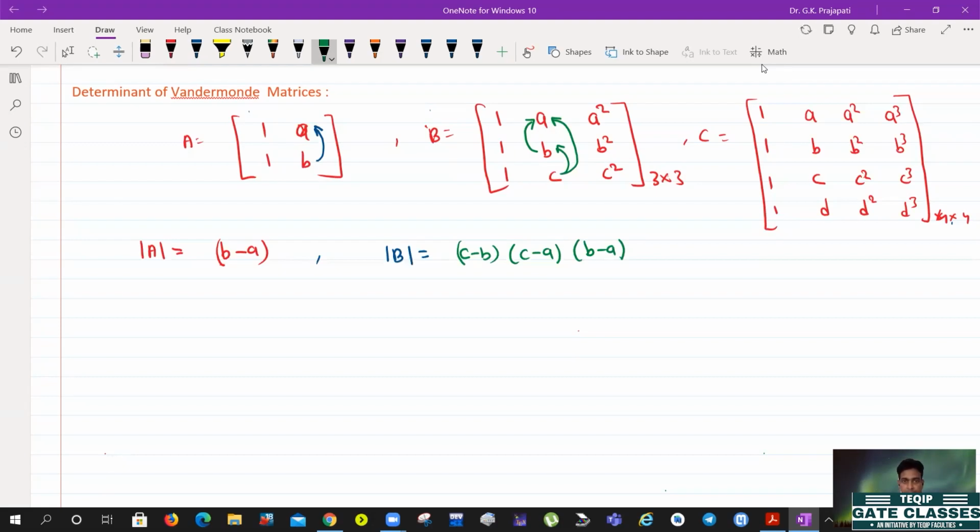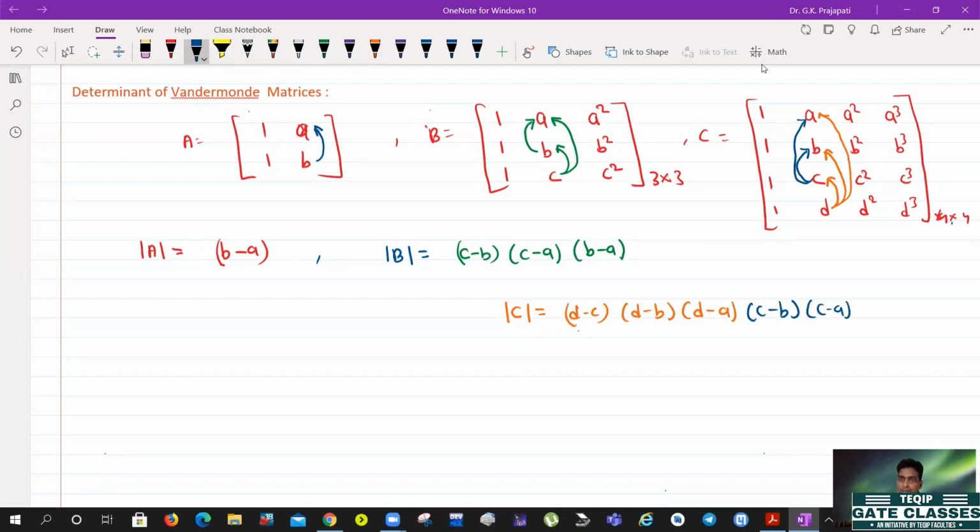Now suppose you want the determinant of C. Then the determinant of C equals, we take the element D, D minus C, D minus B, and again we subtract D minus A. Now take the element C and write C minus B and C minus A, and in the last we take B minus A. So this is the determinant of matrix C. You can see here how to find the determinants of Vandermonde matrices.